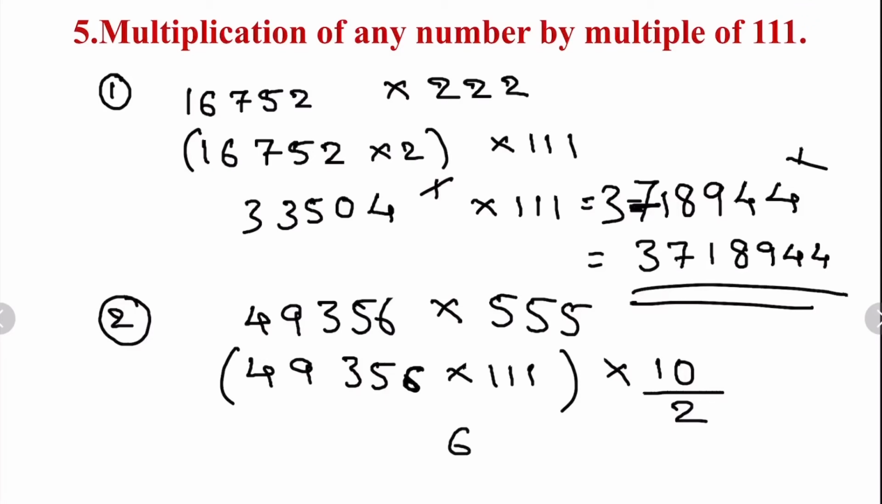6 plus 5, 11, 1 carry forward. 11 plus 3, 14, 15, 1 carry forward. 3 plus 5, 8, 8 plus 9, 17, plus 1, 18, 1 carry forward. Next 3 plus 9, 12, 12 plus 4, 16, plus 1, 17, 1 carry forward. 9 plus 4, 13, 13 plus 1, 14. 4 plus 1.